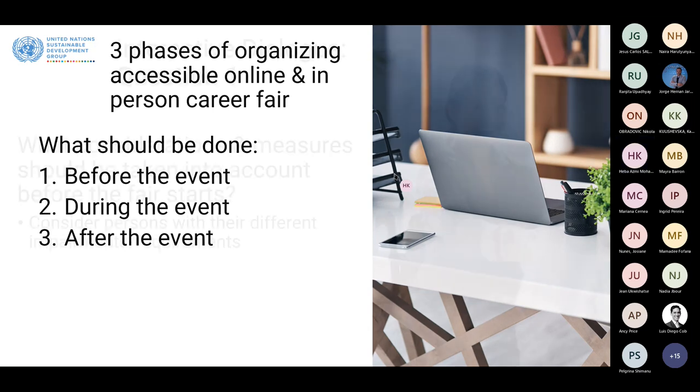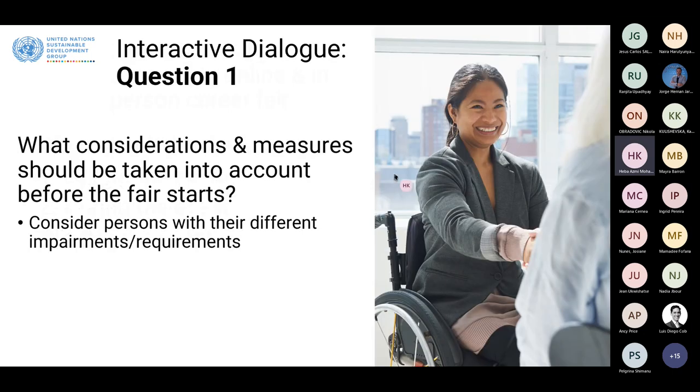So now again, we are very much looking for your interactive participation in this slide. As you can see, we have three questions to ask. First, we will ask the questions one by one. First, what do you think we need to do before the event starts? Please feel free to unmute yourselves, raise your hand, or share your comments in the chat.